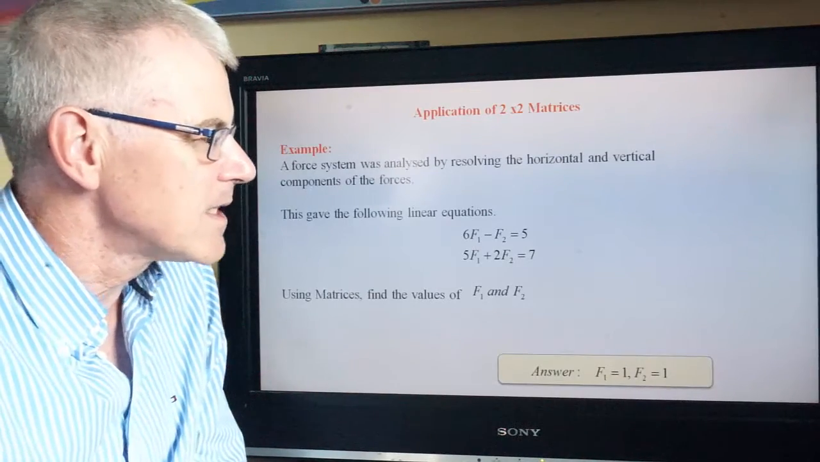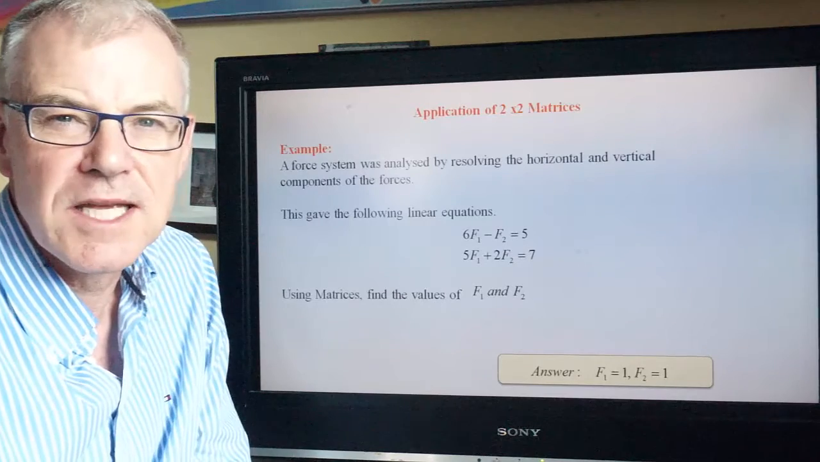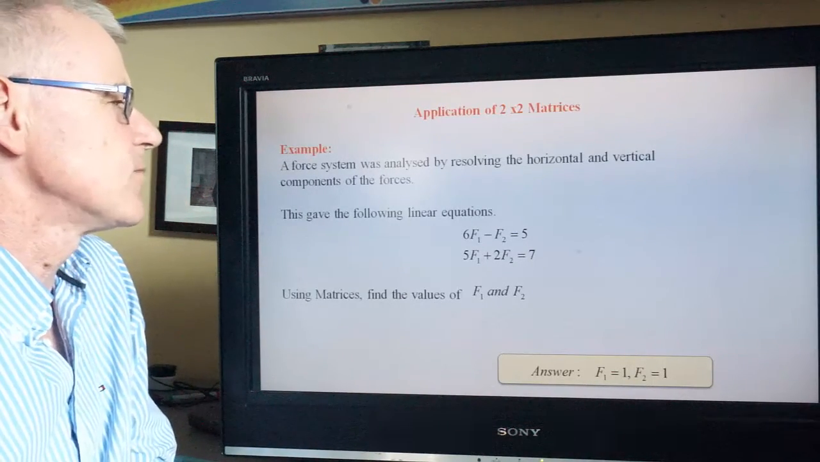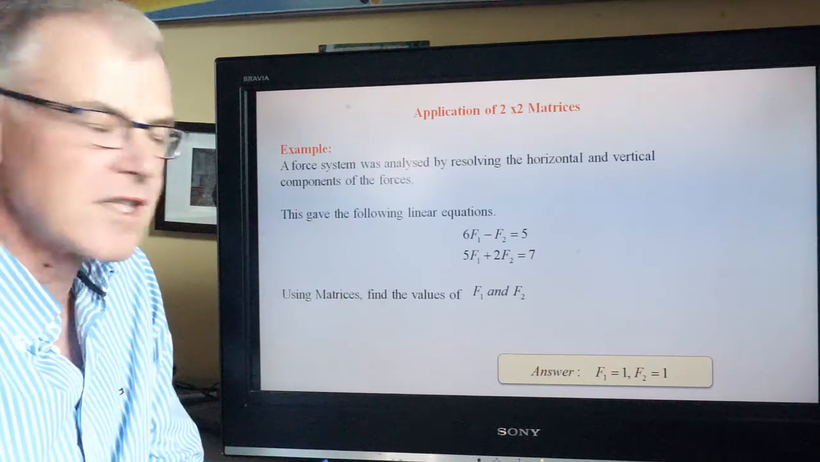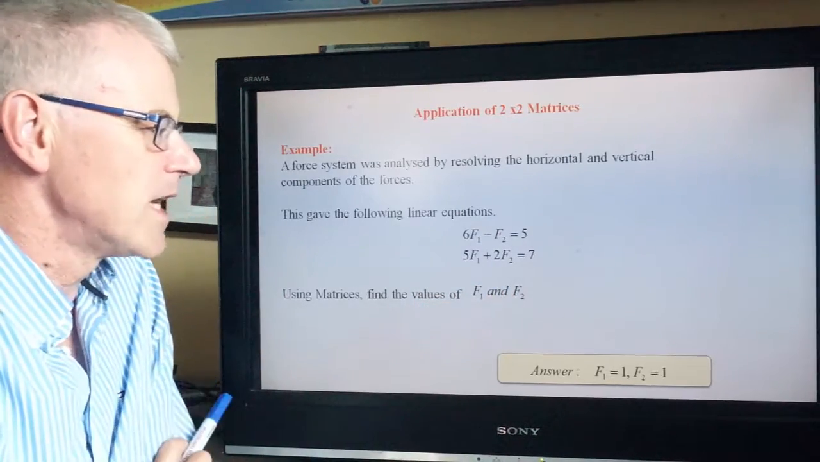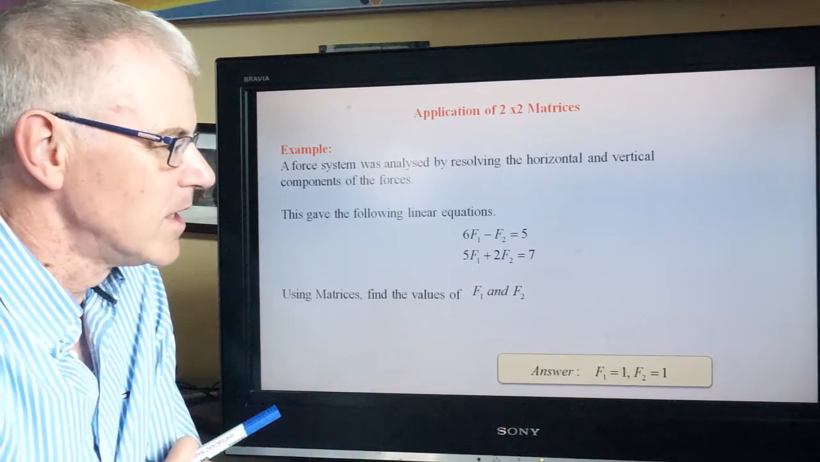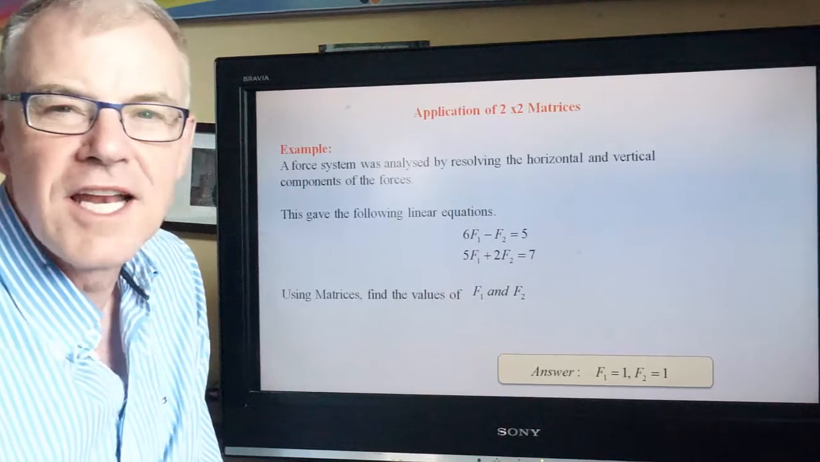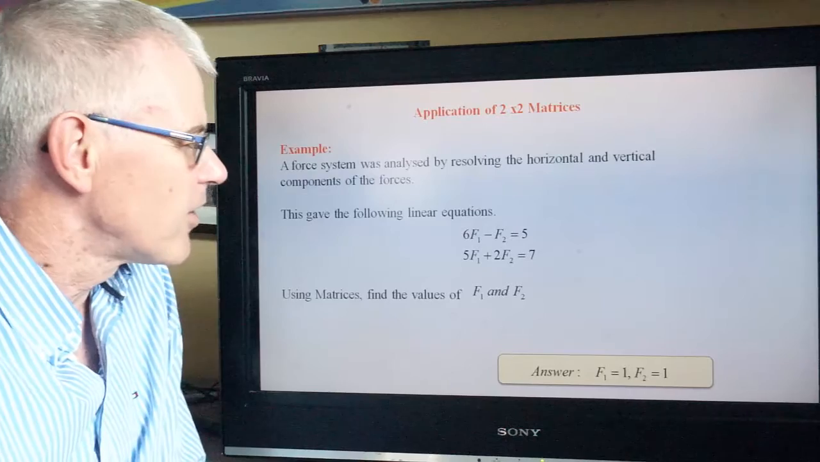Now let's have a look at some real engineering applications of using matrices. So here's a question where we're told that a force system was analysed by resolving the horizontal and vertical components of the forces. And this gave the following linear equations in terms of F1 and F2, and we're asked to find F1 and F2. So really this is just solving these two linear simultaneous equations, which is similar to what we just did. So let's have a go at this.